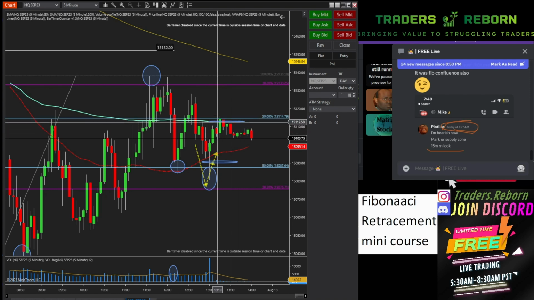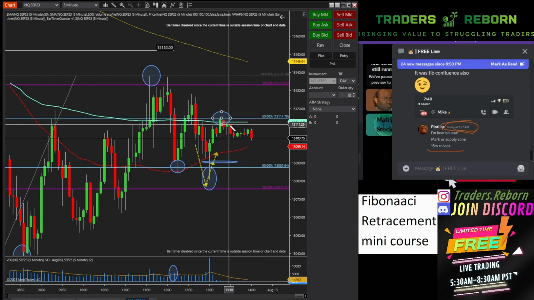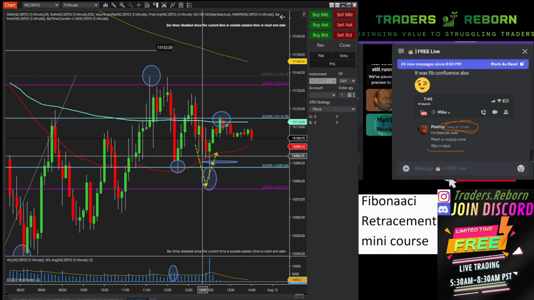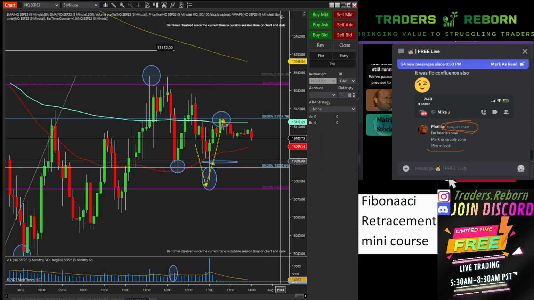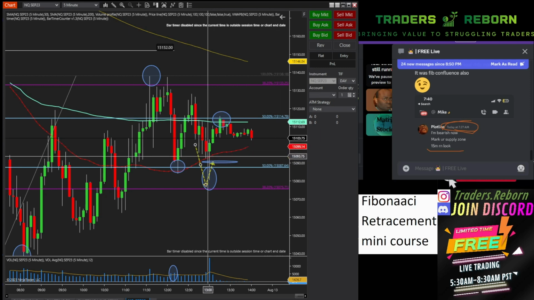And look where the exit is. That's a pretty good exit because after that it started dropping, right? So this is where you would pretty much aim. So right there, that's another 100 ticks that you would take on that trade.